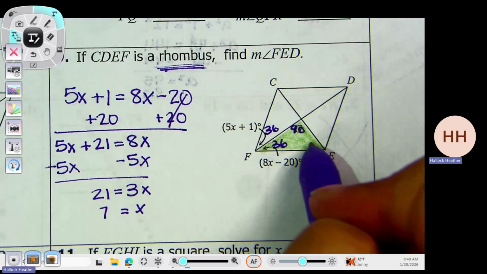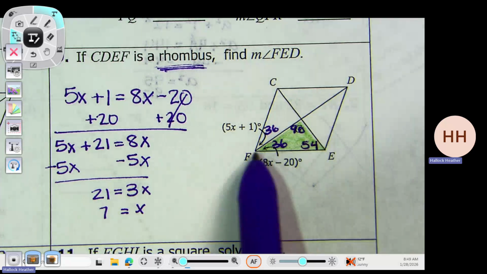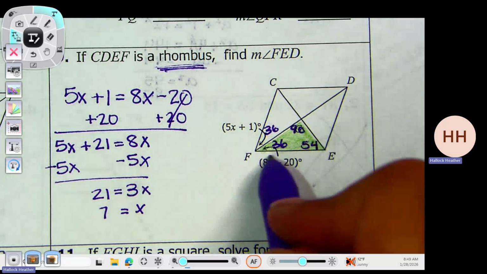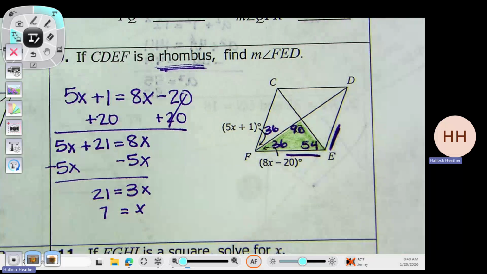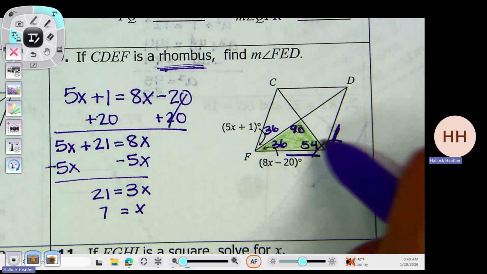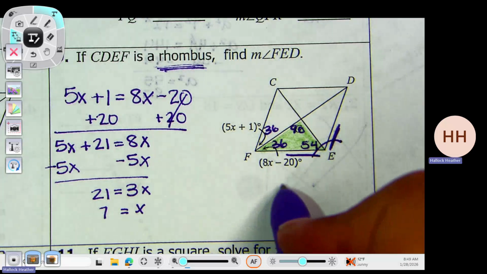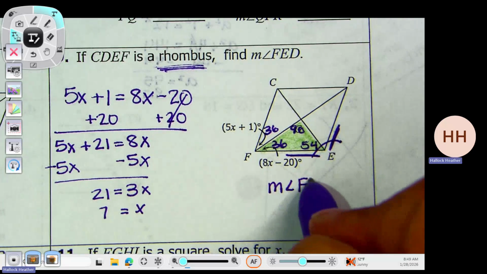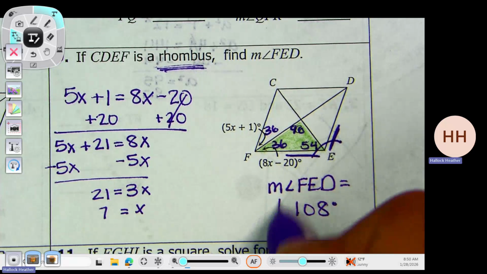54. So FED is not 54. FED is all the outside letters. So how much total would FED be if that's 54? 108. So the measure of FED is 108 because you got to add it twice, because it's that whole corner.